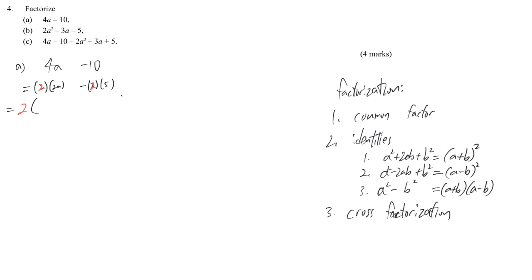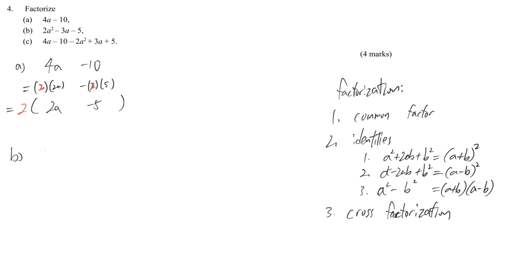It becomes 2 times something, and then the first item will become 2a is left. And then we have negative 5 is left from the second term. Or you may think 4a divided by 2 gives you 2a, negative 10 divided by 2 gives you negative 5. That's how you factorize it.